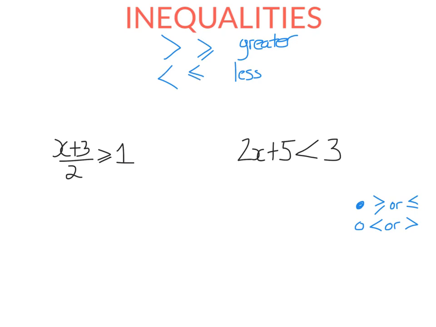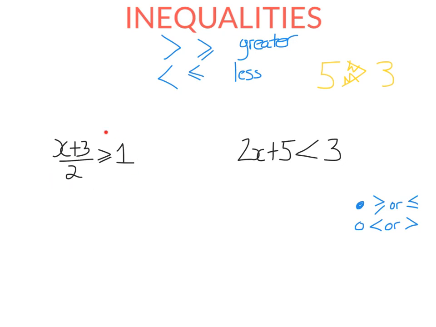So remember, the crocodile eats the larger number. So if we have something like 5 and 3, the crocodile eats the larger number. Think of this as a crocodile's mouth. So this says 5 is greater than 3. So we'll get inequalities like this that we have to solve. So how do we solve this?